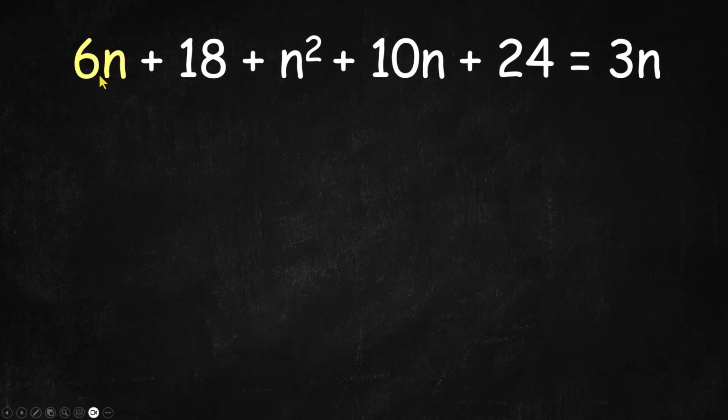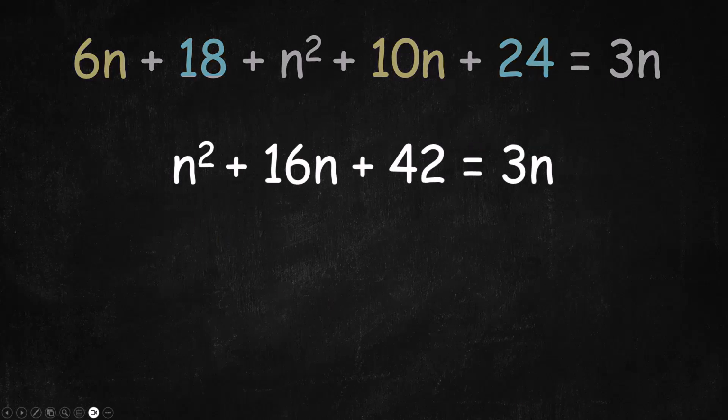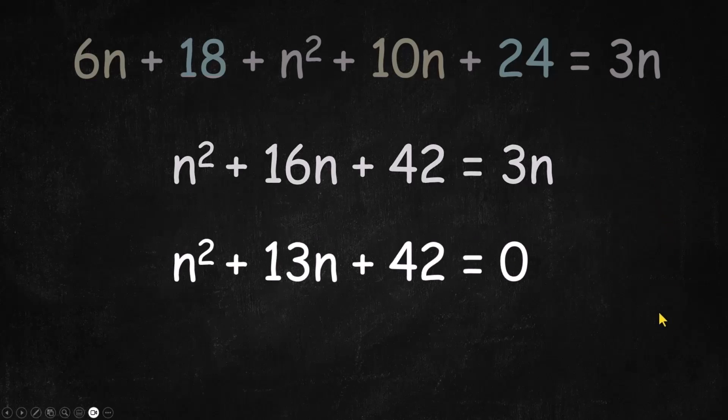So we've got 6n and 10n. We can put those two together. And I got 18 and 24. I can put those together. So we end up with n squared plus 16n plus 42 equals 3n. Let's subtract 3n from both sides. And we have n squared plus 13n plus 42 equals 0.